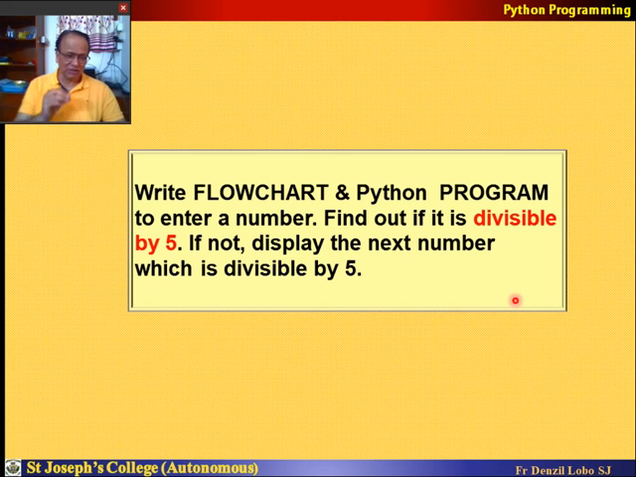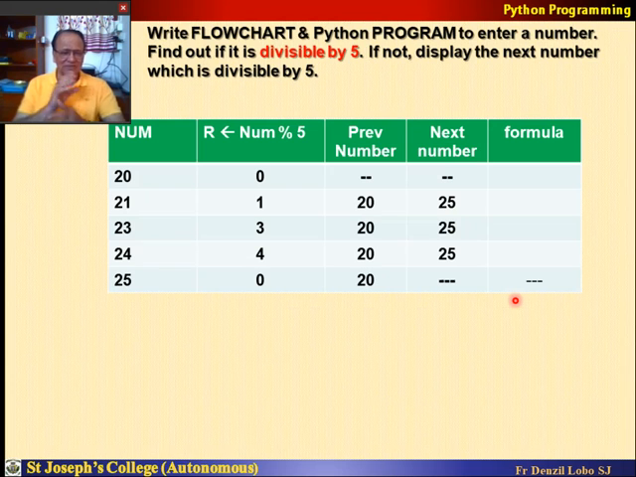So we have to go step by step and find out how we are going to find the next number which is divisible by 5, or the earlier number which is divisible by 5. Let us work on that. First, let us write this chart, which is very, very important. Only from the chart are you able to get an algorithm to do this job. So let us see, we'll take 20.